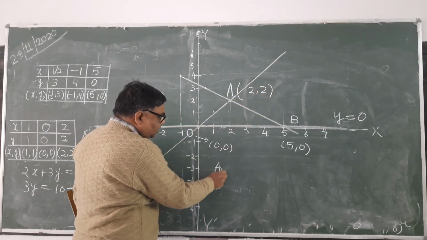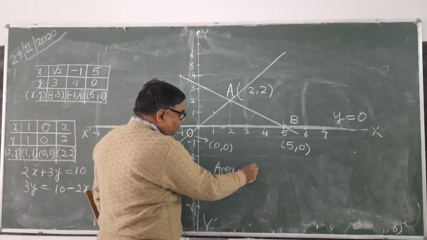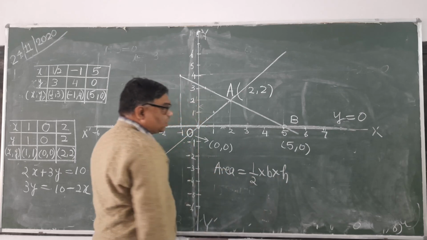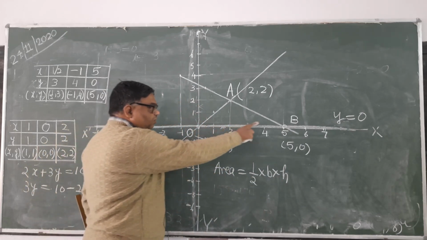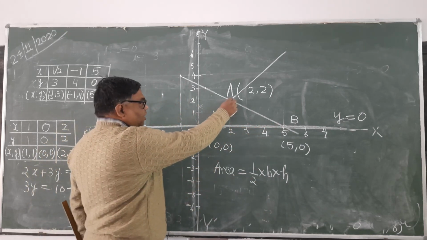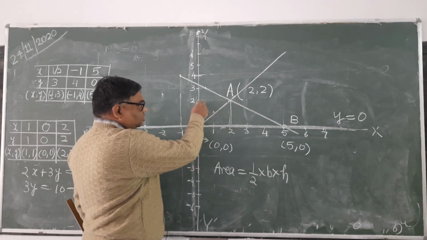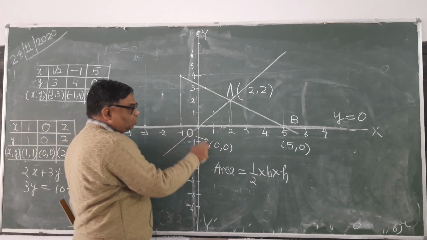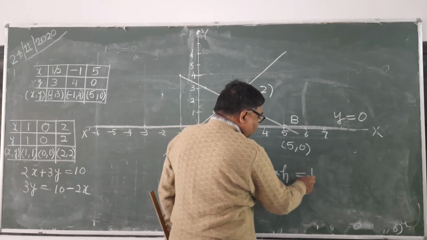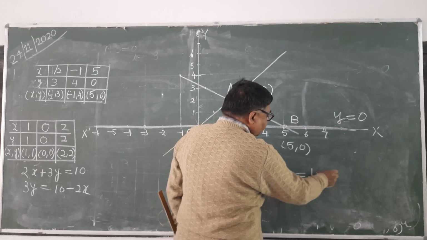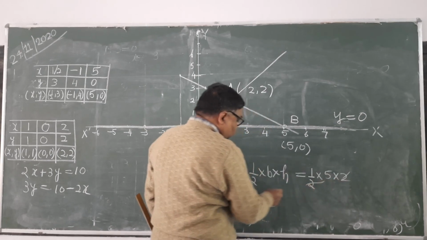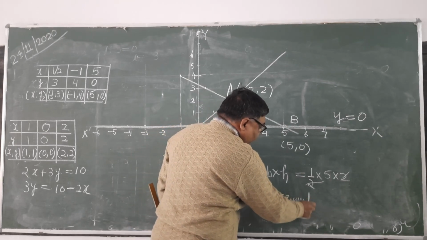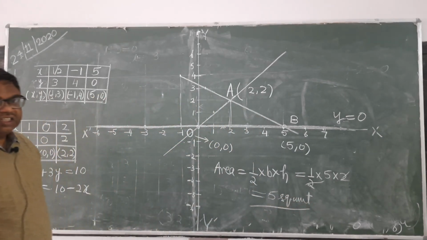Then you can see the area. Area of triangle is 1 upon 2 base into height. What is the base here? Base you can see is 5. What is the height? Height is this. This is equal to 2. It is clear? This length is equal to 2. So 1 upon 2 into 5 into 2. So that is equal to 5 square unit. This way you can do.